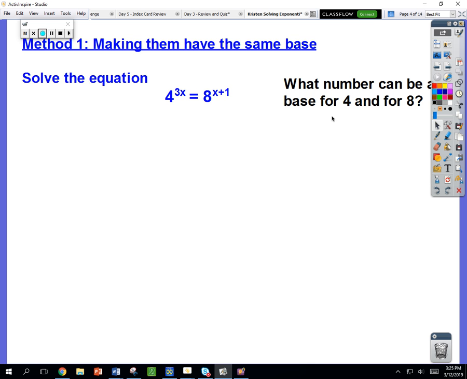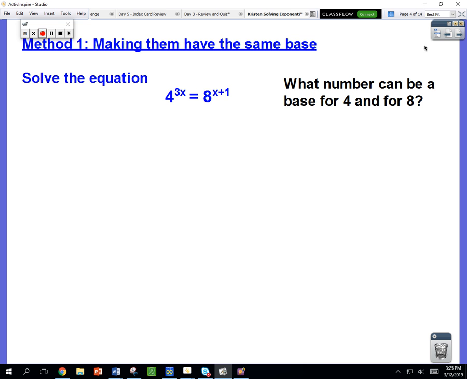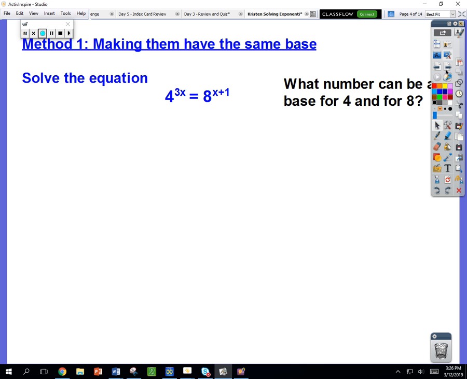So method one is making them have the same base. Again, I've got two exponentials, so I want these two numbers to have the same base. I want you to think about what number could be a base for the number 4 and the number 8. And the answer to that question is 2, because 2 squared is 4, and 2 to the third is 8. So the base for both of those numbers would be 2. So instead of writing a 4, I could rewrite that as 2 to the second power.